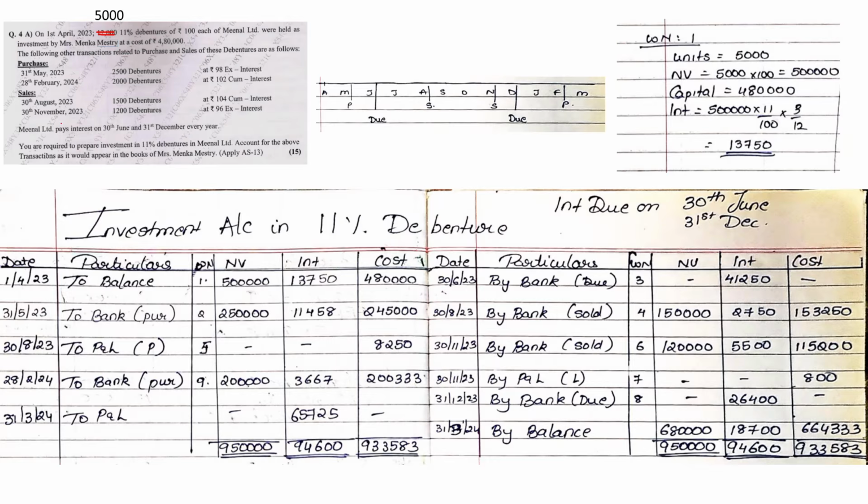So there are 2 purchases, 2 sales. Meena Limited pays interest on 30th June and 31st December every year. You are required to prepare investment account. So I'm writing here investment account in 11% debenture. Interest due is 30th June and 31st December.